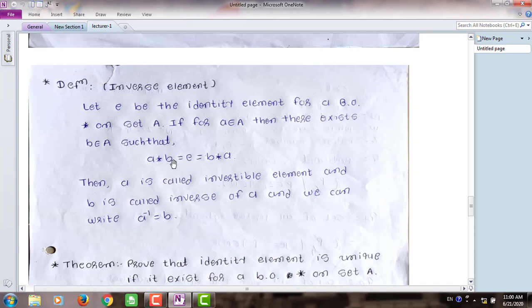it means that B is an inverse element of A. Then A is called an invertible element or non-singular element, and B is called the inverse of A, because A star B is equal to the identity. It means that B is an inverse of A. Then B is called the inverse of A, and we can write A inverse is equal to B.